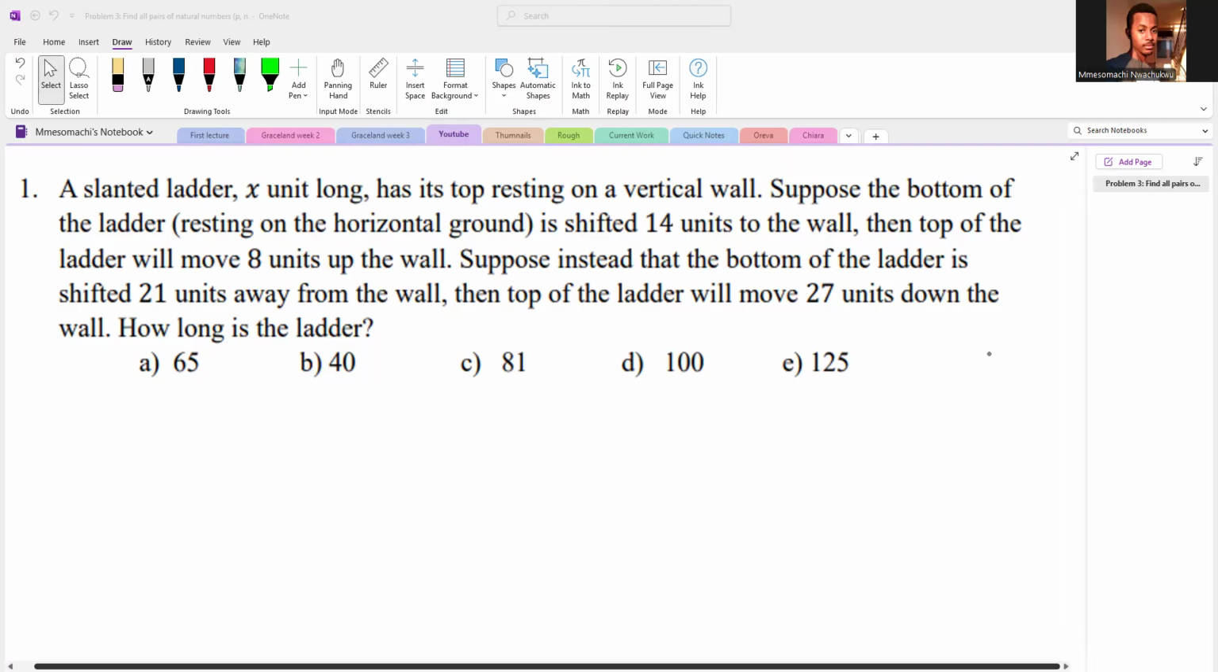So we're beginning a new video series and we're discussing the problems from the 2023 first round of the Special Maths contest. So let's look at the first problem. It says a slanted ladder X unit long has its top resting on a vertical wall. So let's say we start like this, X unit long.